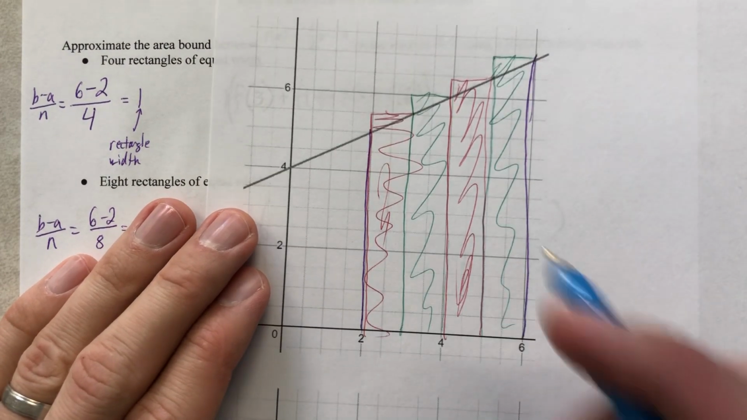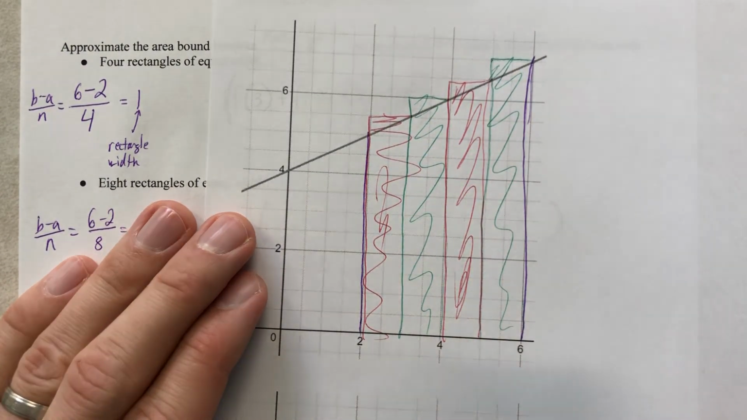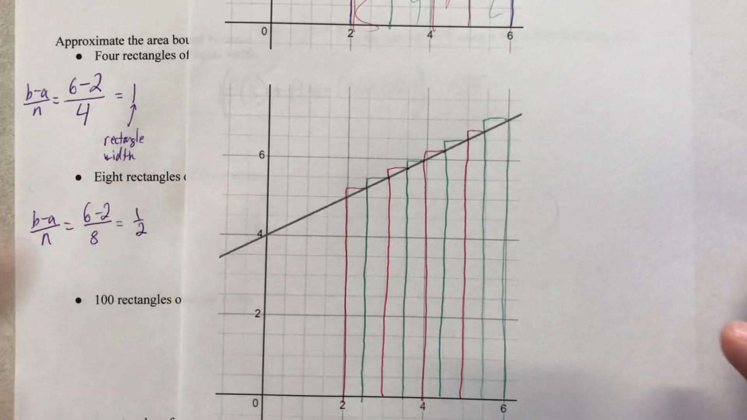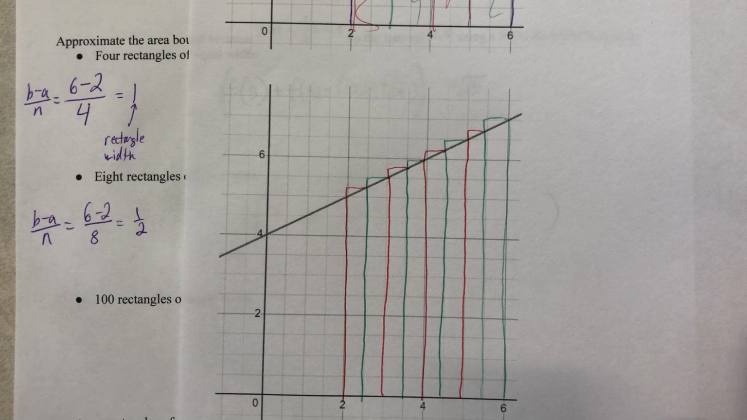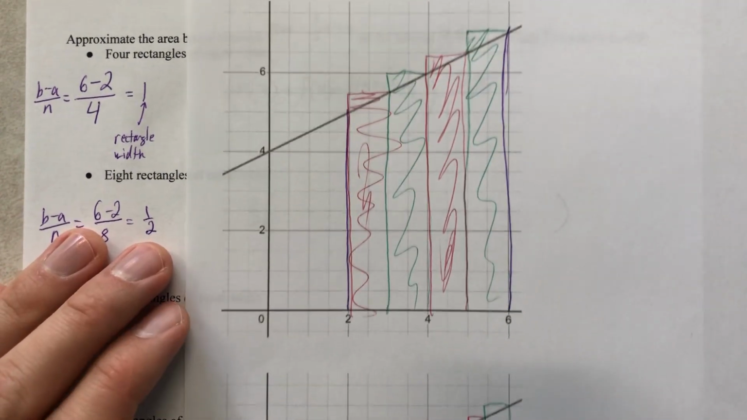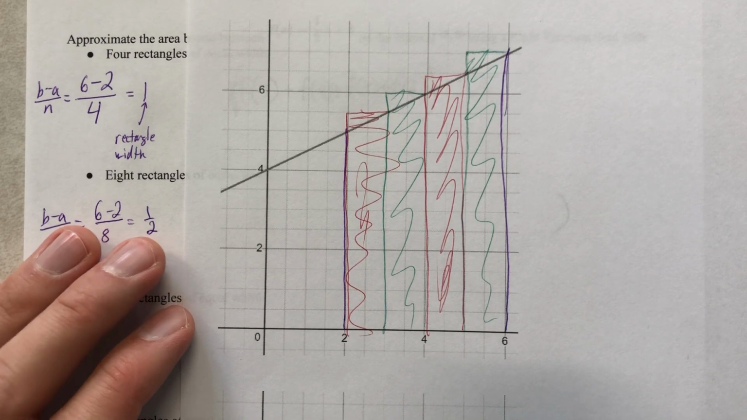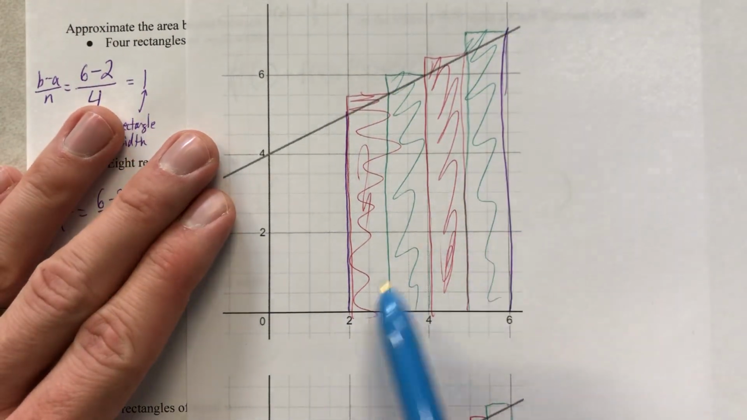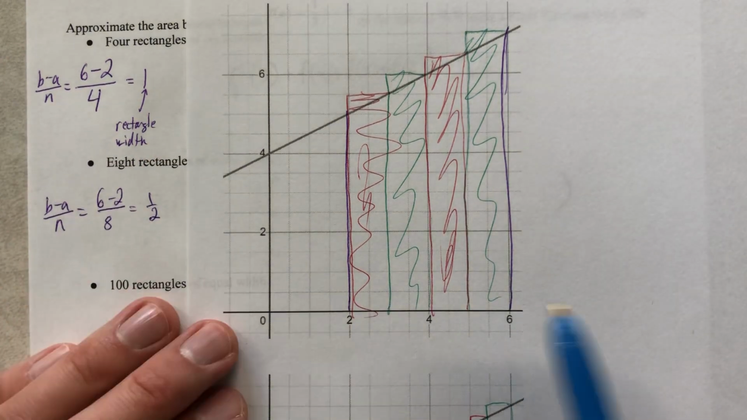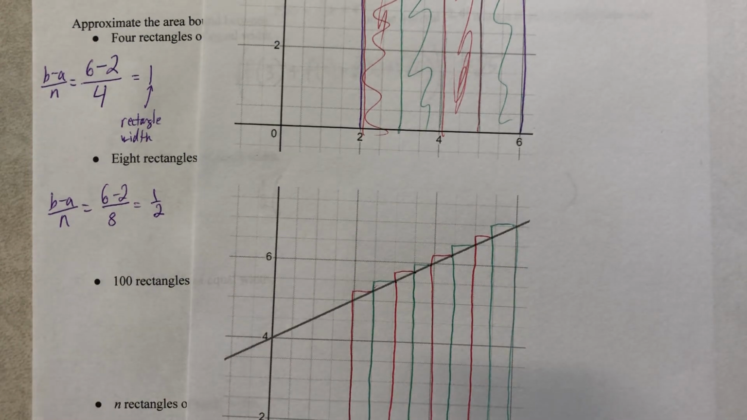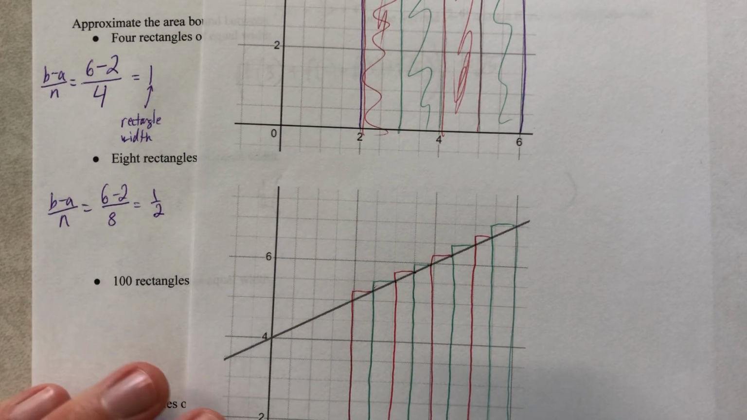Okay, so those 8 rectangles, again, are going to give us an overestimate, but let's compare. The overestimate of 4 rectangles versus the overestimate of 8 rectangles. Ooh, we're getting a better approximation of the actual area bound between this line and the x-axis, which is a trapezoid. We're getting a much better approximation by using more rectangles. Just a little more work, but we're getting a better approximation.